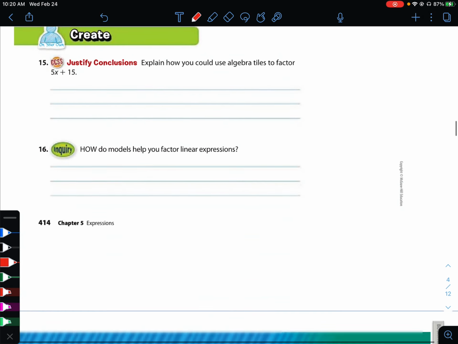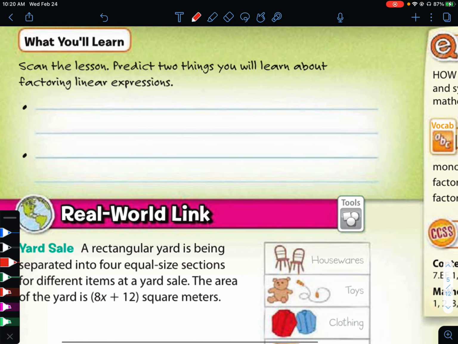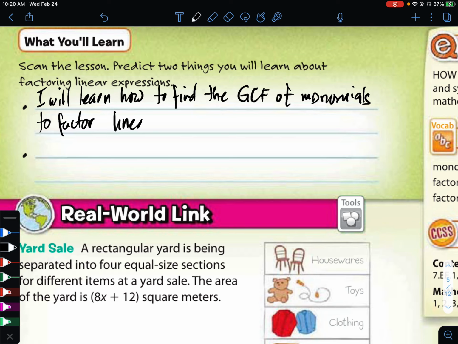Let's take a look at how this works with the lesson. So, the lesson proper. There are two things that we will be learning about factoring. The first thing that we will be learning is how to find the GCF, or the greatest common factor, of monomials to factor linear expressions. That's the first thing we're going to be doing in this lesson.